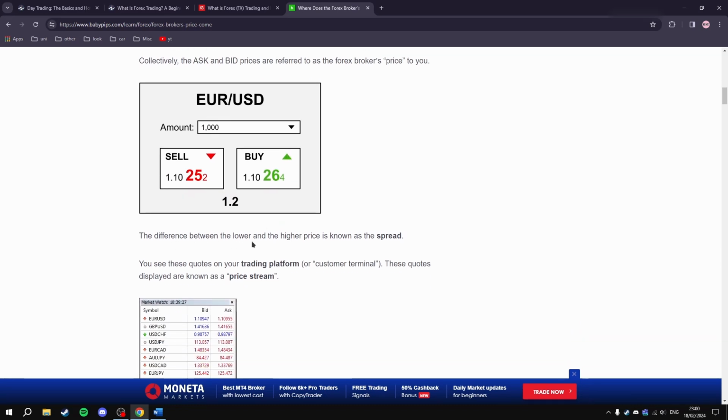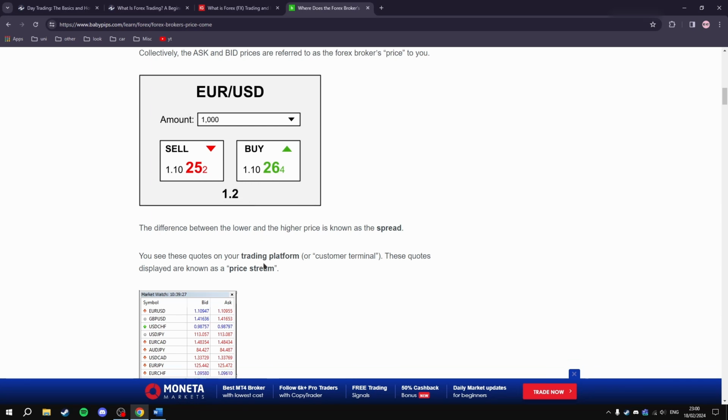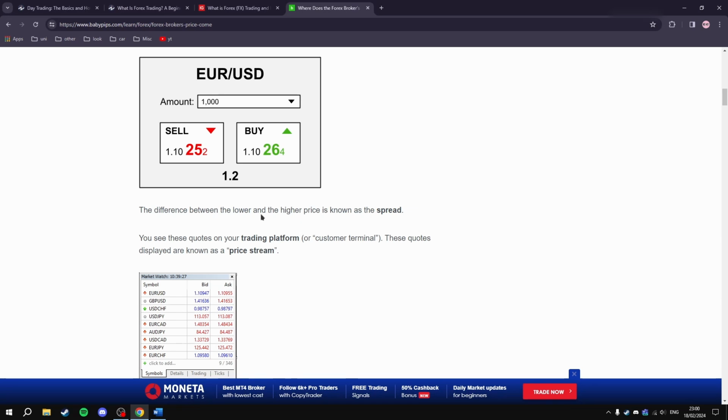The difference between the low and the high price is known as the spread. So in this case the spread is 1.2 because 264 minus 252, that's 12, which is 1.2. You can see these quotes on your trading platform. Well, it's not even 1.2, but it's that minus that, I think.